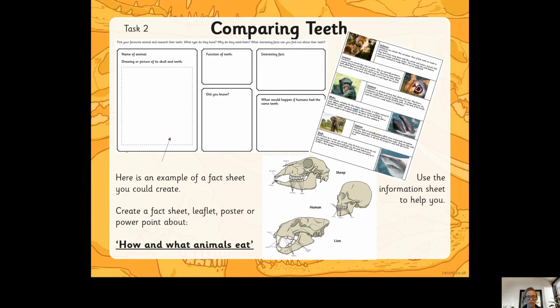Okay, so you're going to be comparing teeth. So I've given a bit of leeway as to what you want to do. So create a fact sheet, a leaflet, a poster or a PowerPoint about how and what animals eat. So there I want you to think about, you could include these pictures of skulls that I've given you. You can include some of this information here, thinking about how their teeth are specific to their diet. So how do, for example, here you can see a lion with those huge big canines. How do those help it to catch meat, eat meat, things like that?